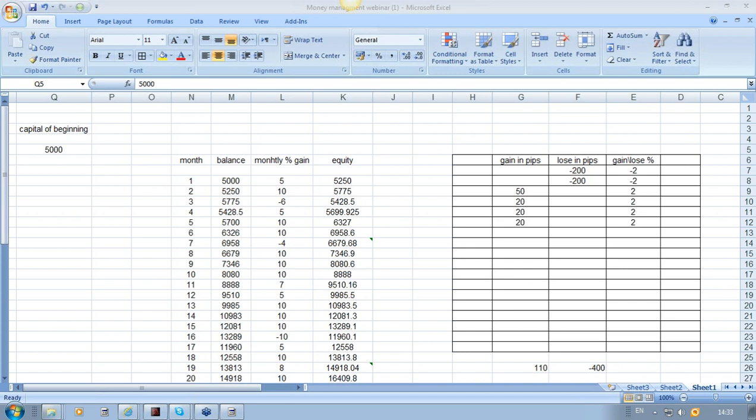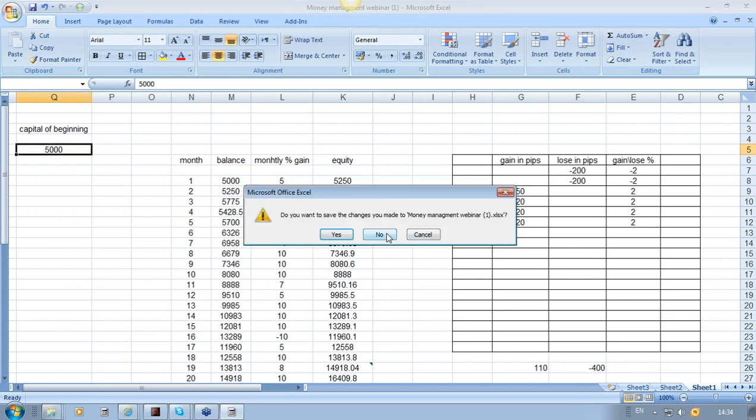Andrew asks, if my account is in euros, not dollars? Well, it's the same, just calculate for the euro. It does not matter what currency you calculate in. Okay? Cool. Friends, let's move on.